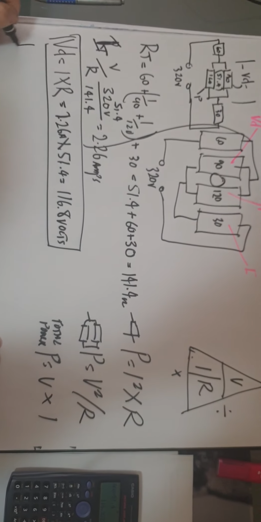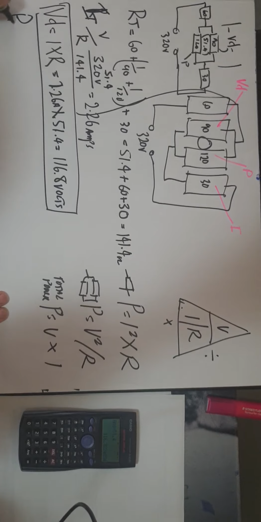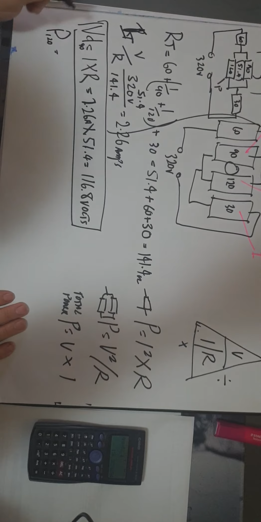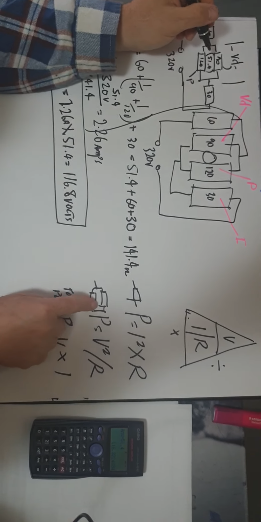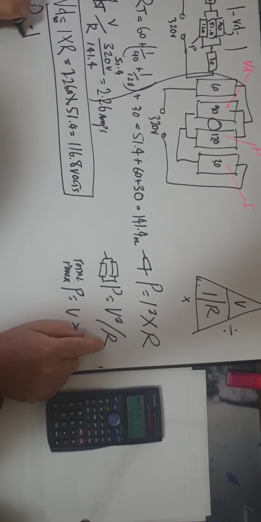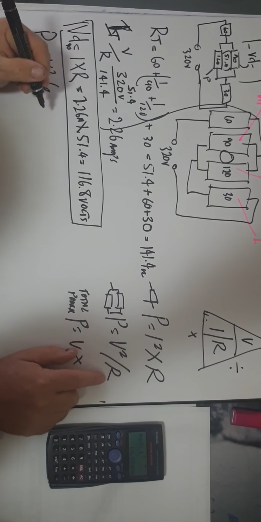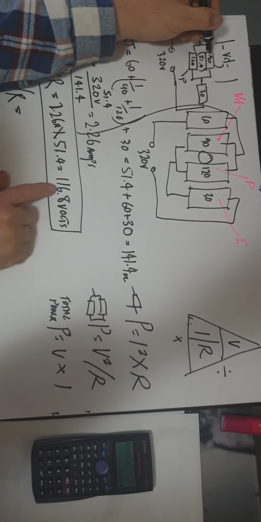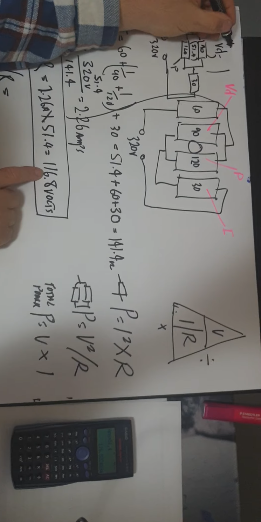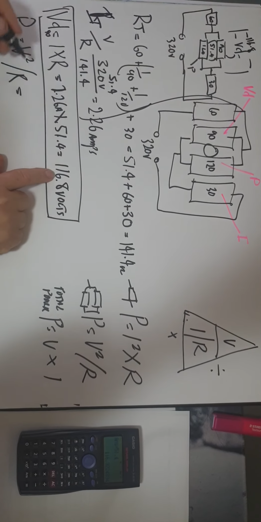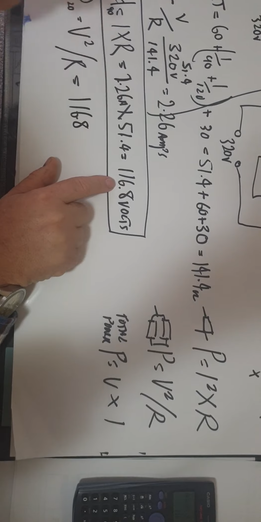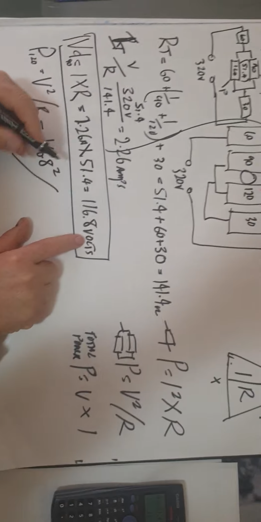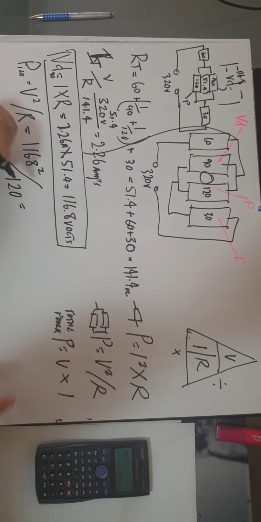The next one they're asking is for power. The power of the 120 resistor. The voltage drop was for the 90 ohm resistor. So power of one thing. Remember, power, it's in parallel. What do we do in parallel? V squared over R. Now the voltage drop I got was 116.8 because that's the same across the two resistors. So 116.8 squared divided by the resistance was 120, and my answer will be in watts.